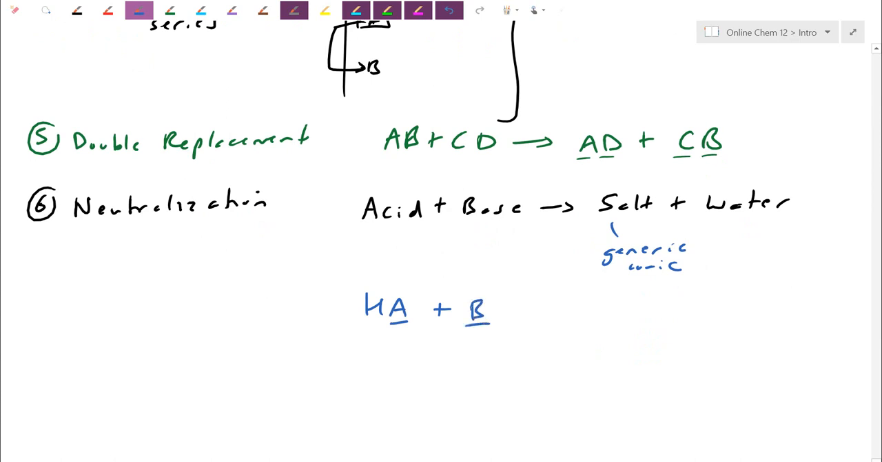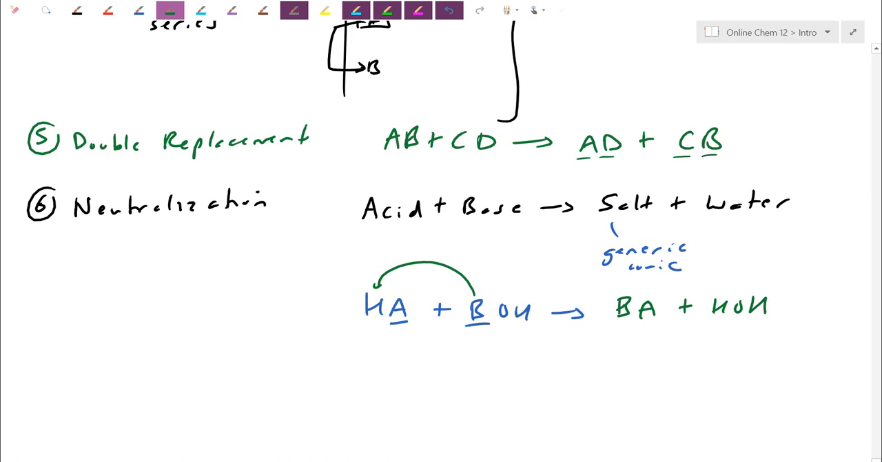Let's say B can be anything, lithium, sodium, whatever, with an OH. Well, they're just going to mix and match partners. Basically, the B is going to swap places with the hydrogen. We're going to end up with BA. That's going to be your ionic compound. Could be table salt, very often it's not. And we end up with HOH. And HOH here is actually water, two H's and an O.